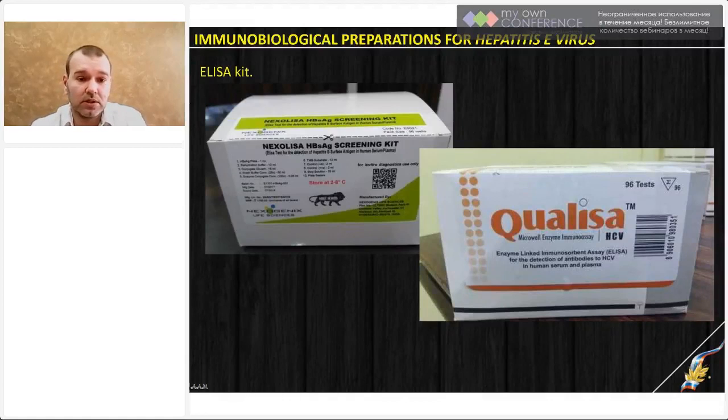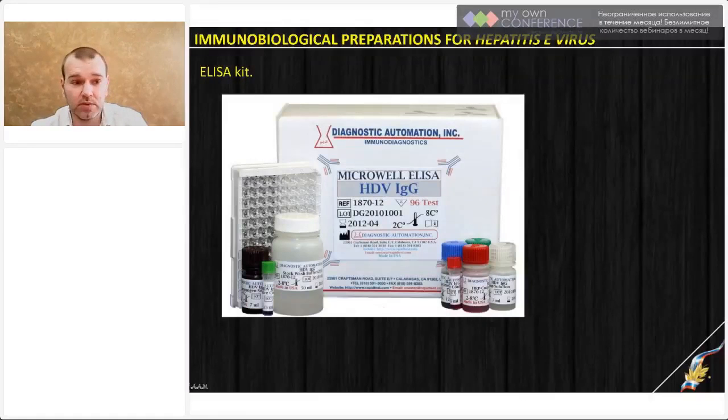So common questions about immunobiological preparations are identical, not only for hepatitis E. Here, which I showed you, is a hepatitis B surface antigen kit for screening of people, and it is an ELISA kit targeted to identify HBs antigen. We have sets in the right picture. It is antibodies to hepatitis C virus. We have similar tests for hepatitis B virus as well. We have an ELISA kit to identify immunoglobulins against hepatitis D virus antigens.